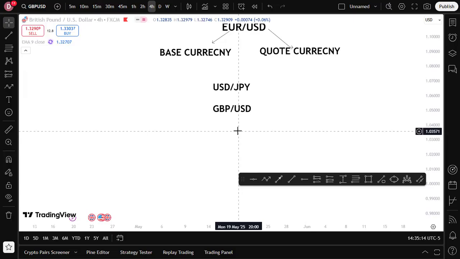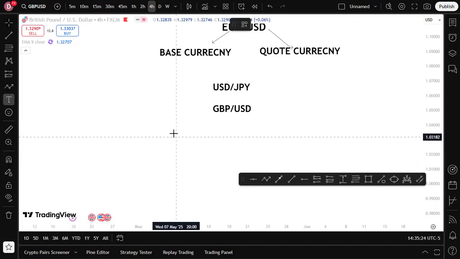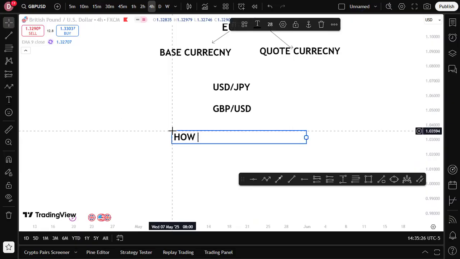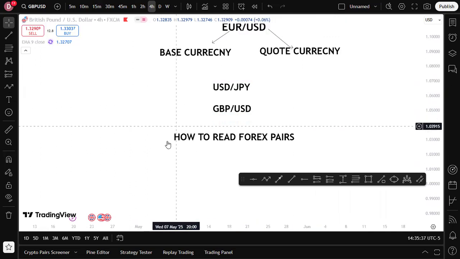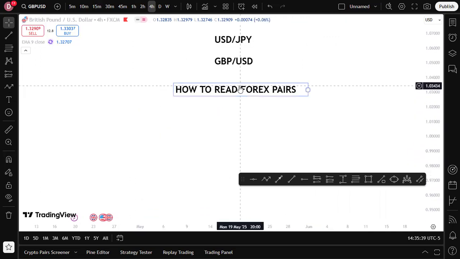So I also want to talk about something very quick to round up, because we just have maybe less than 5 minutes now. I want to talk about how to read a Forex pair. Let me quickly write that. How to read a Forex pair. I've talked about this in the first video, but I just want to talk about it now because I want us to cover it as fast as possible.